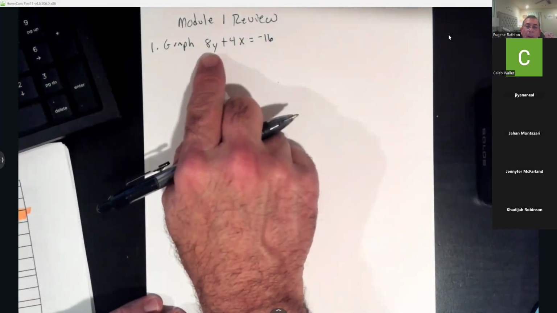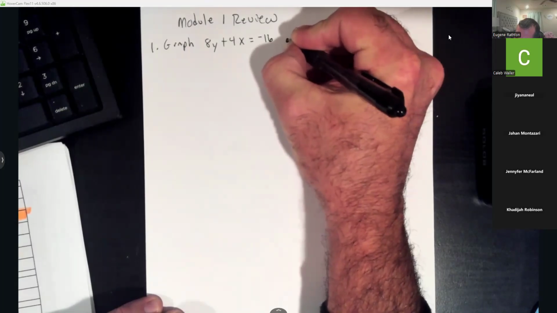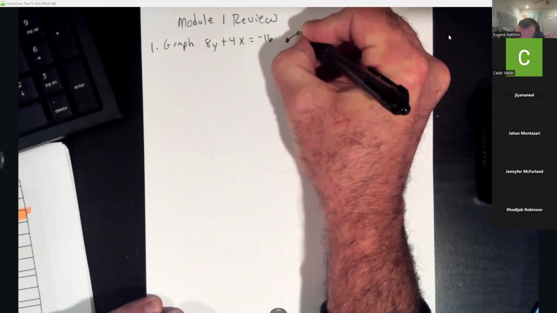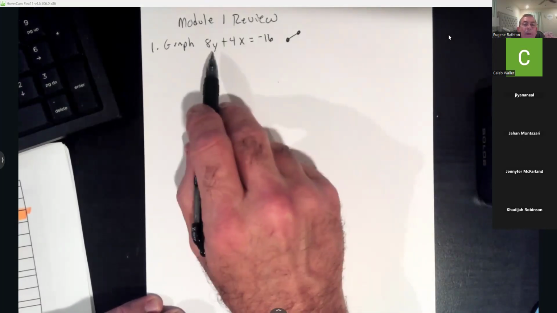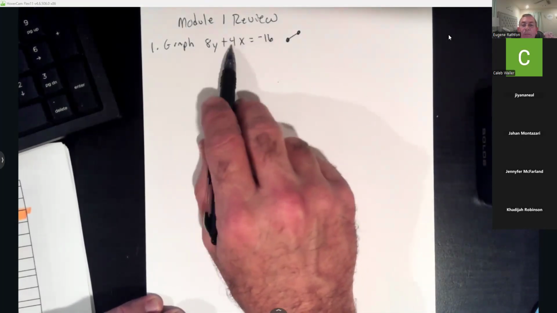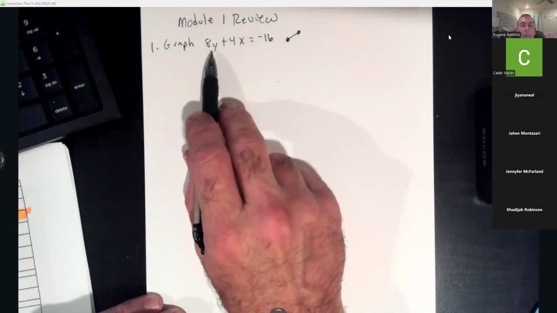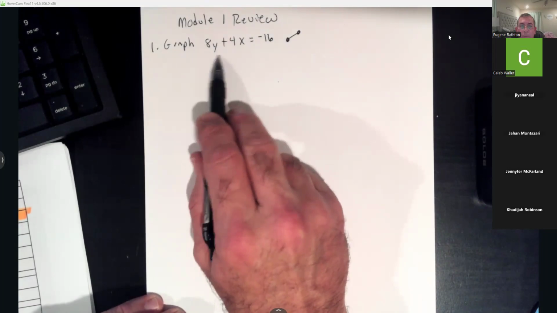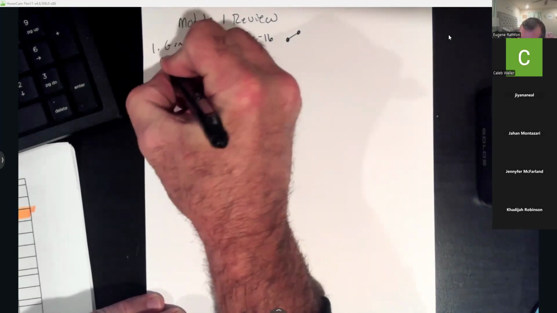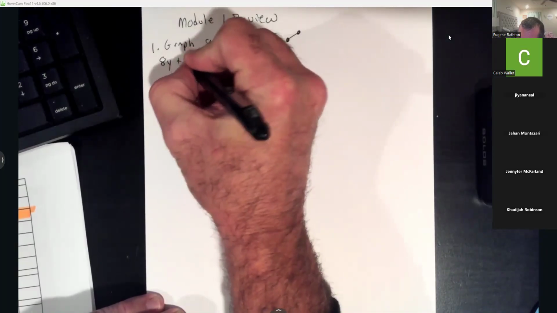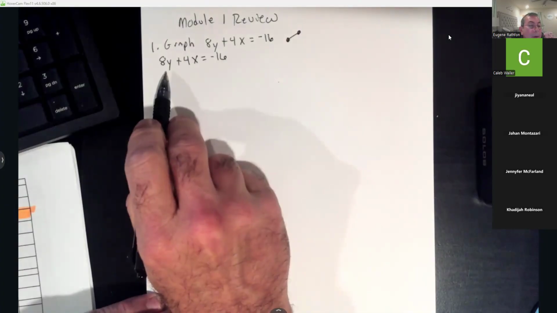All righty. On number one, in MathLab, you're going to use the 2-point line tool, which means you need to find at least 2 points for this so you can plot them in MathLab. So on number one, you want to solve it for y first. So I'm going to bring this down. And then we're going to solve that for y.